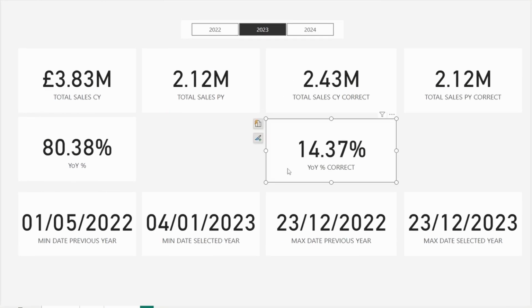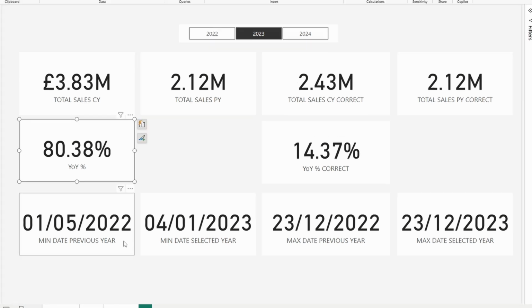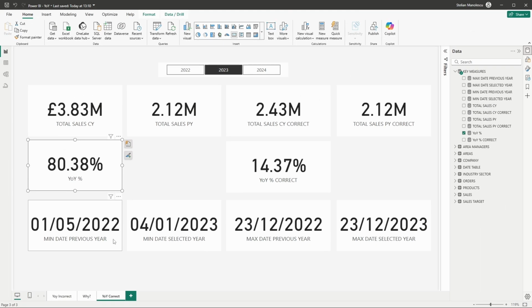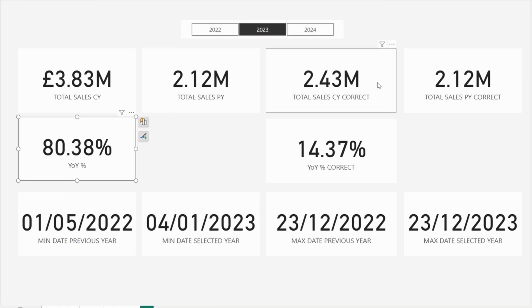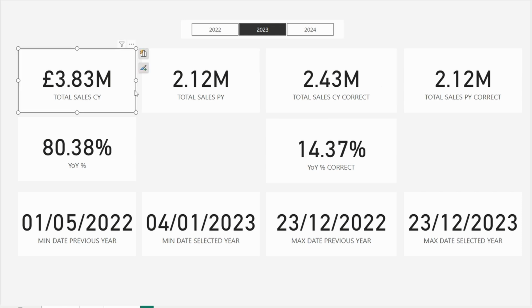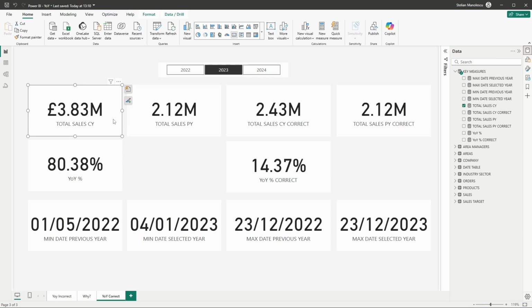The correct year-over-year percentage is much smaller than the initial one. That is because between 1st of May 2023 and 23rd of December 2023, the total sales are 2.43 millions, not 3.83 millions like it was before. In fact, 3.83 millions are the sales for the entire year. Obviously, the sales for the previous year I would expect to be the same.